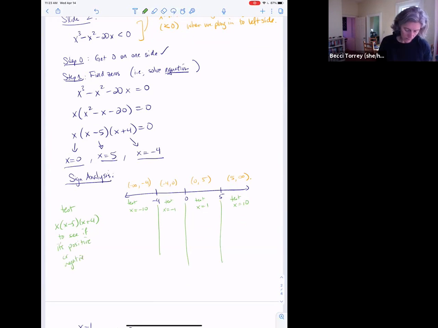And so I'm just going to plug it in. So if I plug in -10 to x, I get -10. -10 minus 5 is -15. -10 plus 4 is -6. So I don't care what this number is. I don't actually have to multiply it out. What I need to know is that a negative times a negative times a negative gives me a negative number.